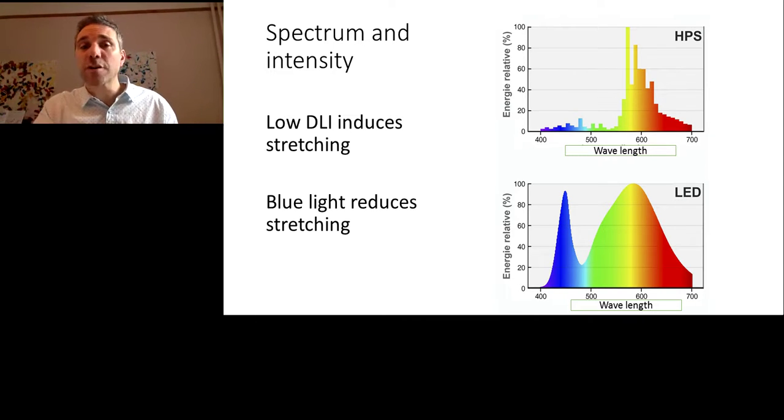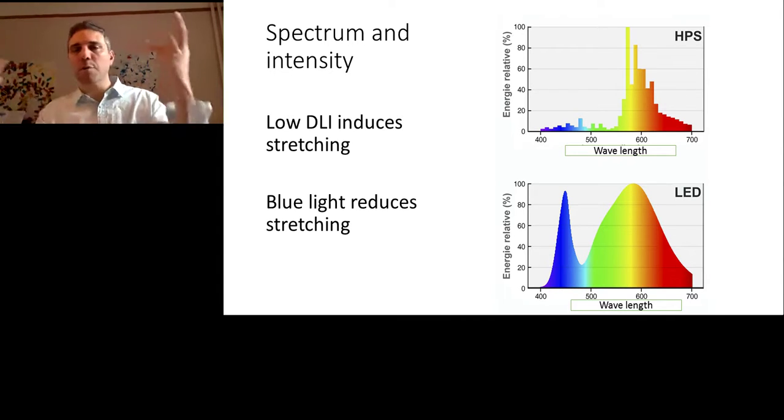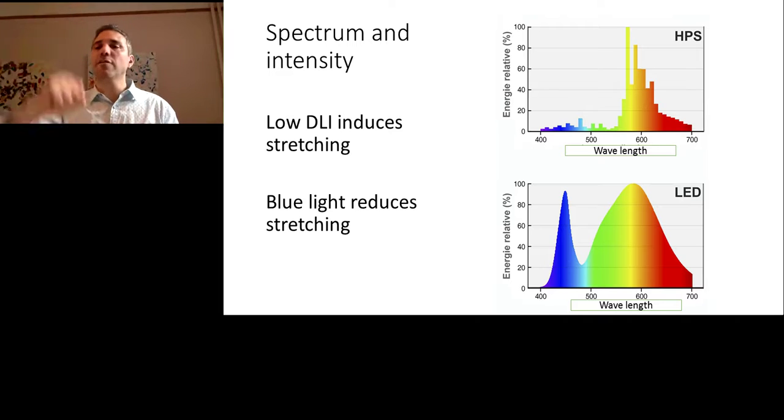Another thing is just the spectrum. Blue light reduces stretching, and more red light tends to increase stretching. Again, it's related to how the plant has evolved to respond to sunlight. In the fall, the spectrum starts becoming less blue and more red, which signals to the plant, oh, it's fall, I need to start my reproduction cycle. And so it induces growth spurts.